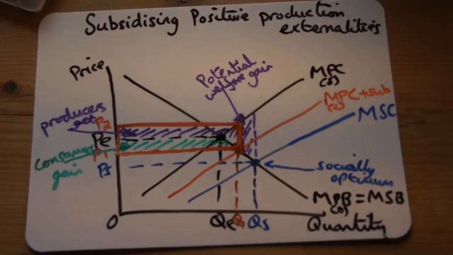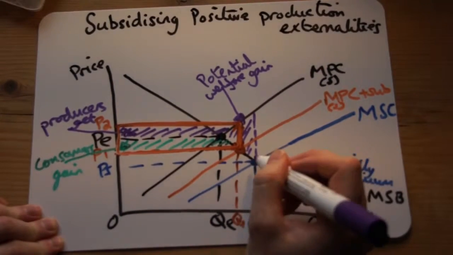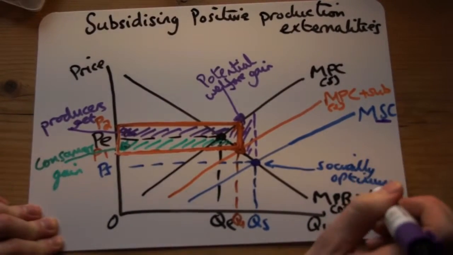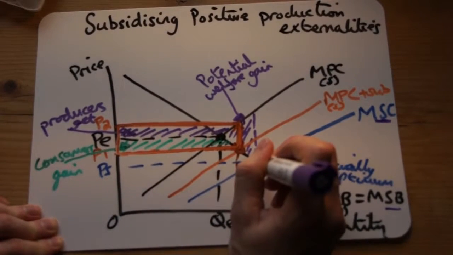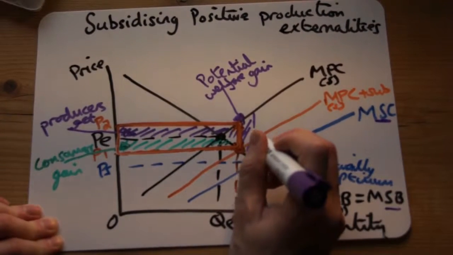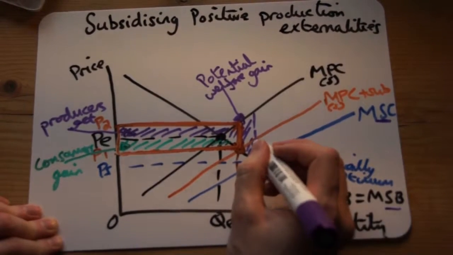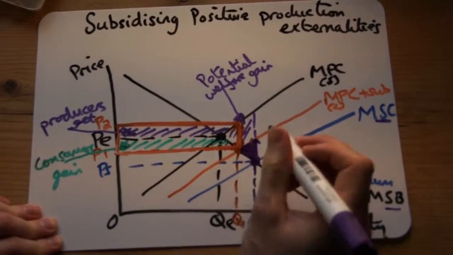So what happens to the actual potential welfare triangle then? We know it's reduced because there's more quantity being produced in the market. So we go from the socially optimum point here, where MSC equals MSB. We're still not at the socially optimum point because we haven't subsidised the entire amount. Then we go to the MPC plus subsidy line, and there is still a triangle that we aren't taking advantage of.